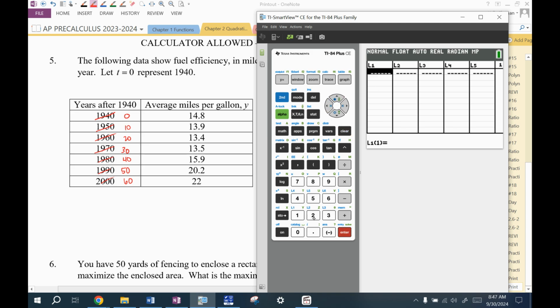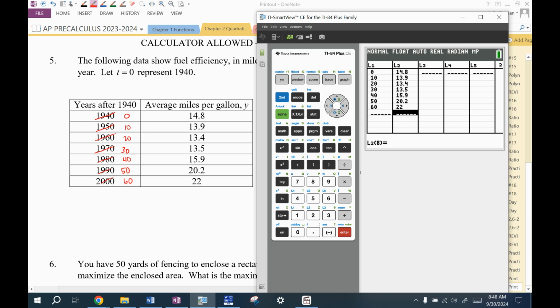and start typing in the years in L1. Those are the inputs. Again, we're typing in years after 1940 in this case. We're not typing the actual dates. And then we want to type in the average miles per gallon into L2. And I'm never going to give you a huge list of data, so do a quick check to see if there are any typos. It's easy to have typos in these problems if you type the numbers in too fast, so I'm just doing a quick check here. That all looks okay to me.